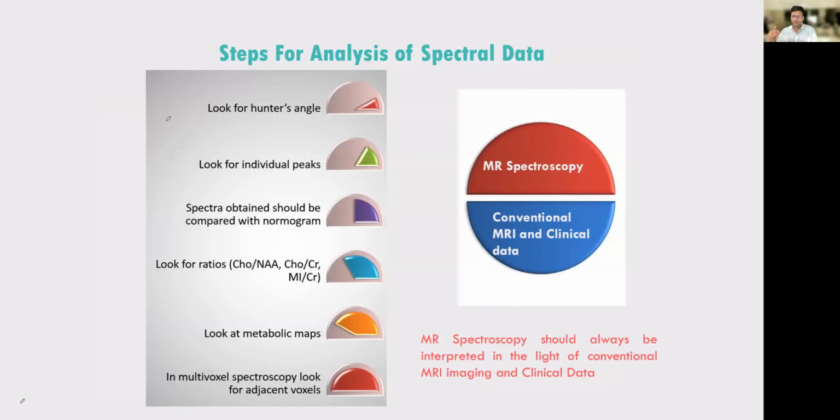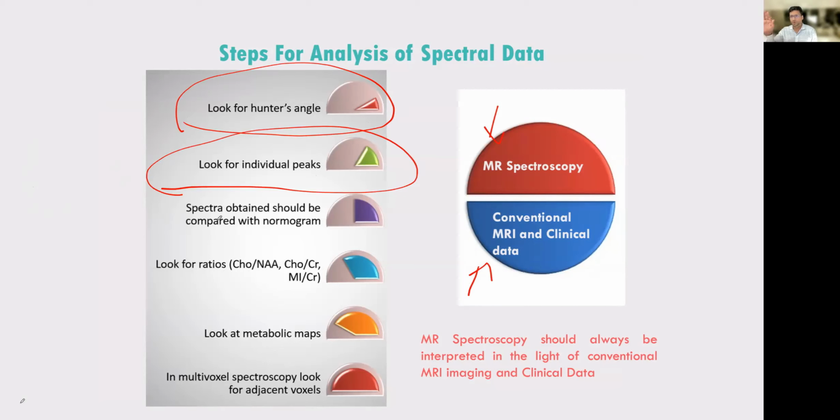Ultimately, after this, I have told you all the peaks and how to approach them. Finally, half the pizza is MR spectroscopy in my lecture. The full pizza only happens with the conventional MR and clinical data. The first slice of the pizza is to look for the Hunter's angle. Then look at the individual peaks. Compare with the normogram. This makes the 3 slices.